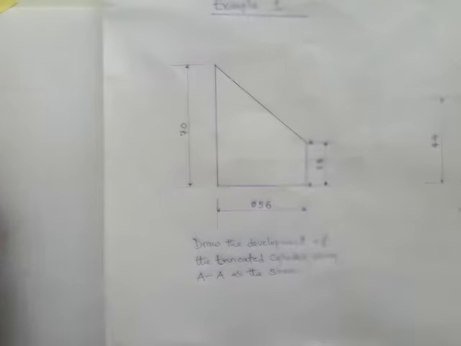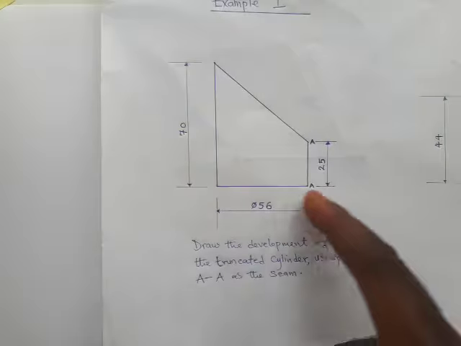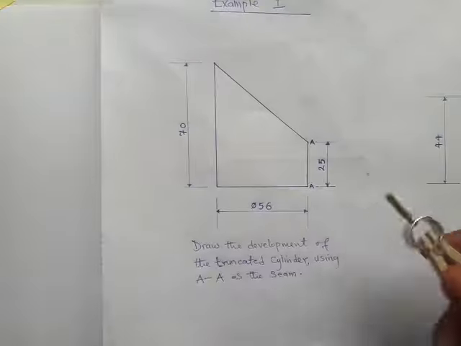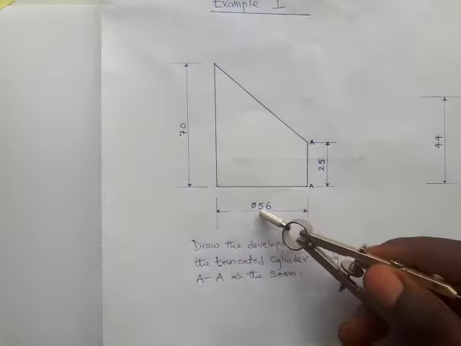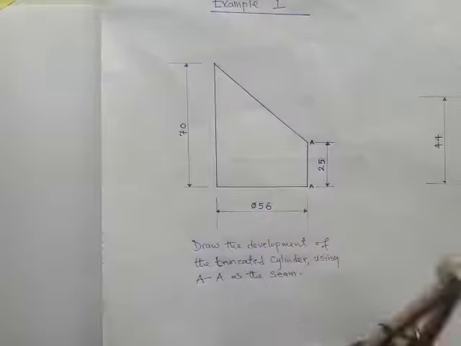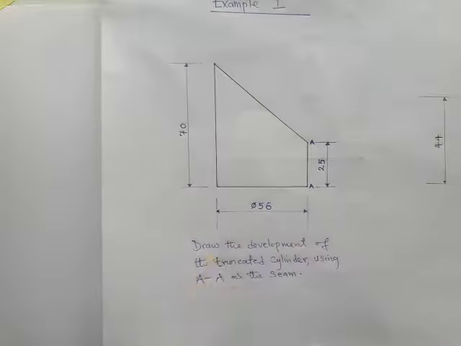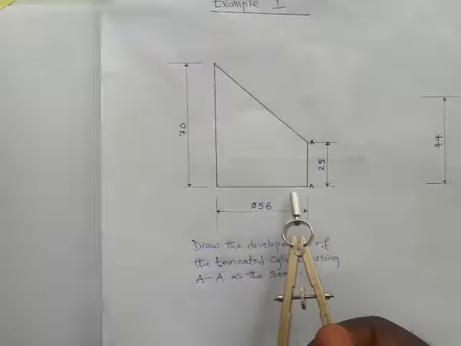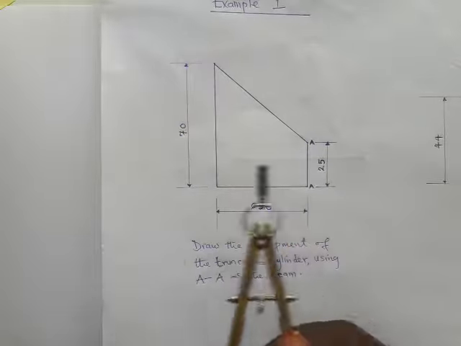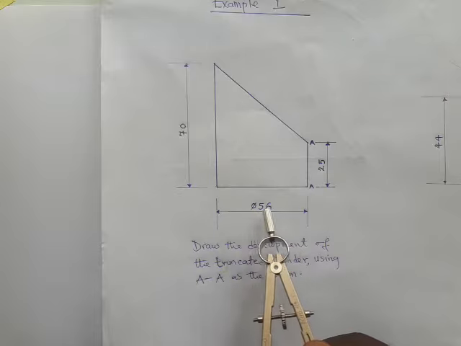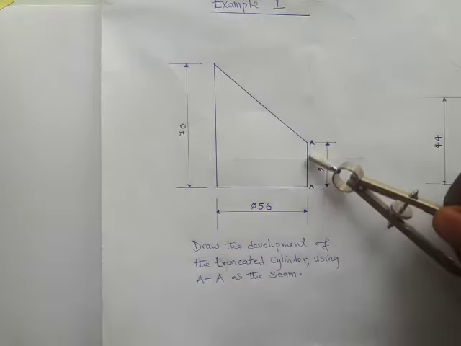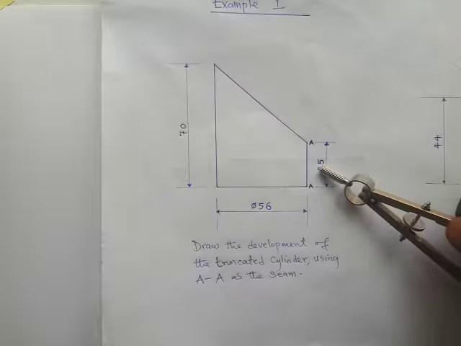I hope you can see that very clearly. Now this is a truncated cylinder with all the dimensions indicated. Now this is 70, that's the height. This is 56, this is the diameter. This is the symbol for diameter. Okay, now it is telling you that this is a cylinder and it has a circular base, which has a diameter of 56. Now the height here is also indicated as 25.